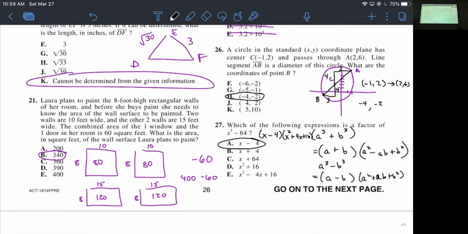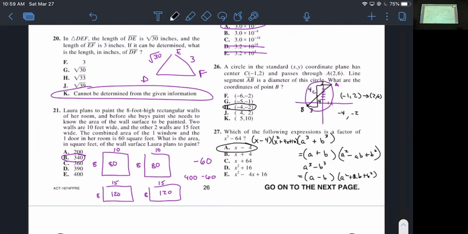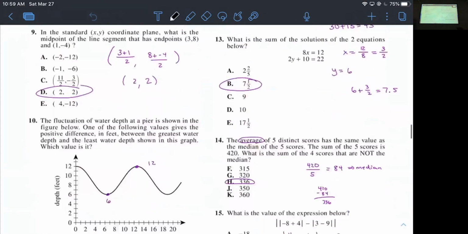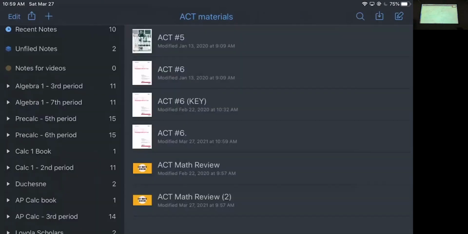All right. So gentlemen, that was about half the test. The answer key and my worked out solutions are here as well. Those are the ones Mr. Reinhardt emailed you guys. If you have questions, you can come see me any morning in my room, or your math teachers can help you too.